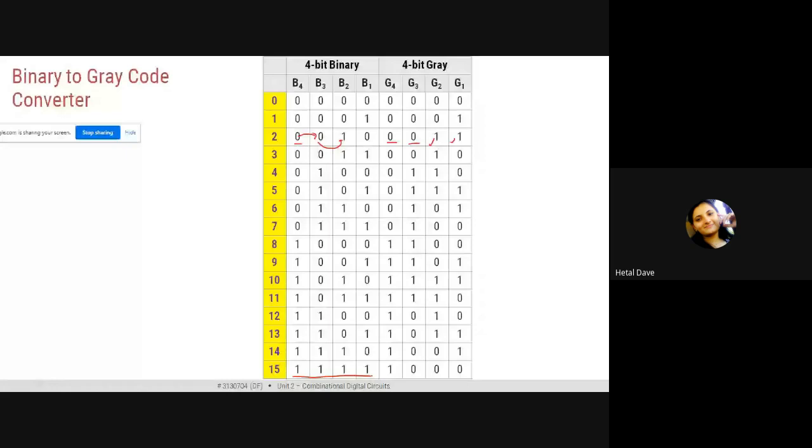1, 1, 1, 1. MSB is copied. Then we should do XORing between upcoming bits. So I will get 1, 0, 0. In this manner, I can fill the output column. Once the output column is filled, our next aim is to make a KMap.